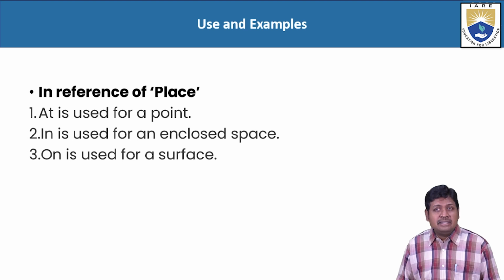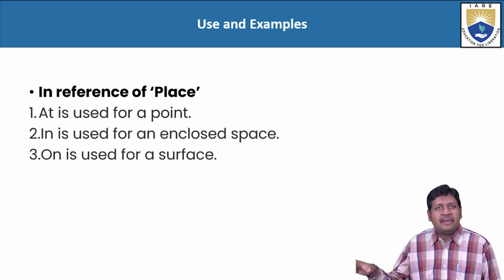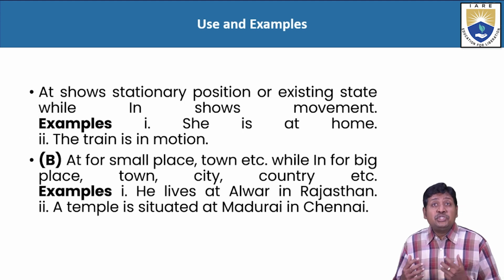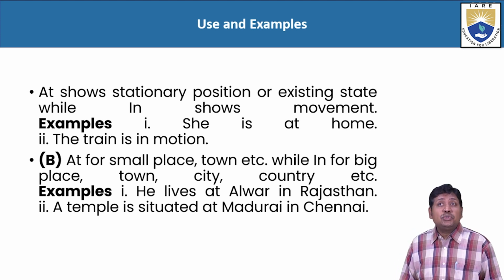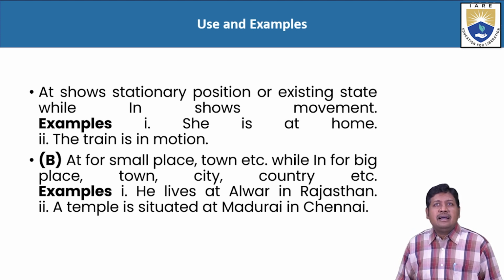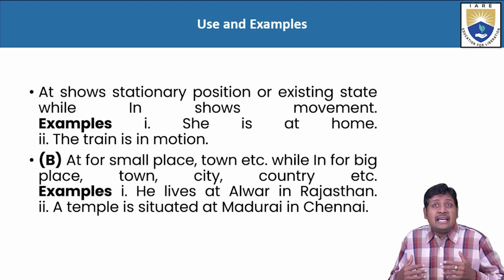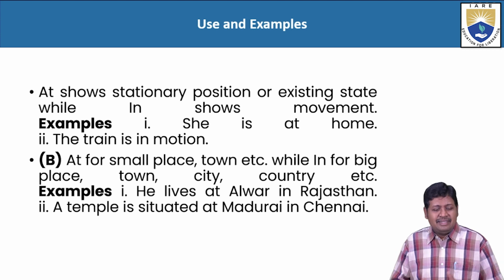At is used for a point. He's at the bus stop. He's at the railway station. All right. Now, at shows stationary position or existing state, while in shows movement. She is at home. Now, that is a stationary position. The train is in motion. So that is actually a movement.